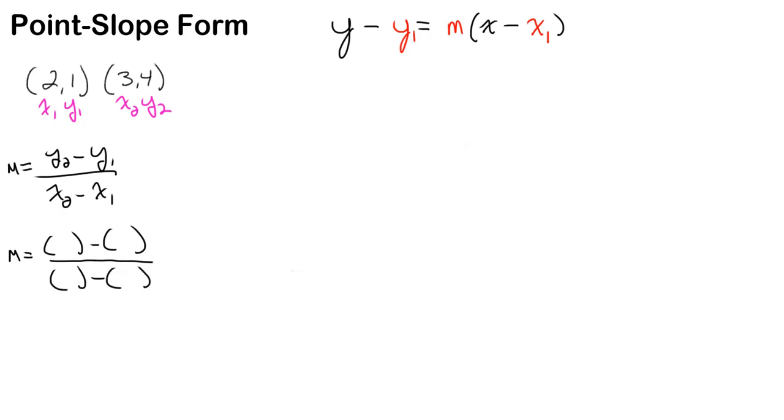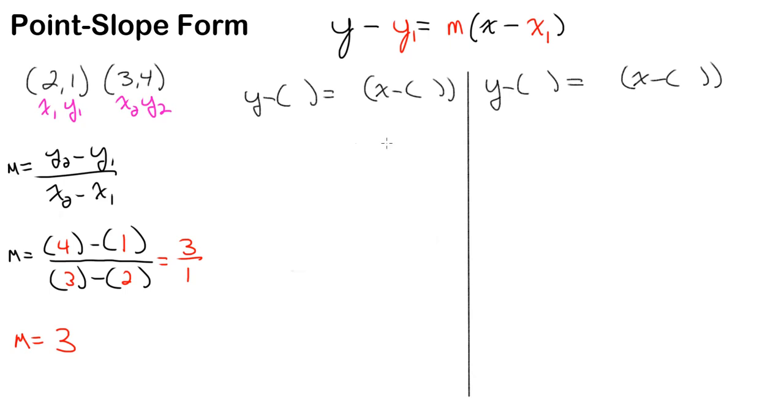And we plug in our values. So here, our y2 value is 4, and our y1 value is 1. Our x2 value is 3, and our x1 value is 2. Now 4 minus 1 is 3, and 3 minus 2 is 1. So now we know that our slope is 3.